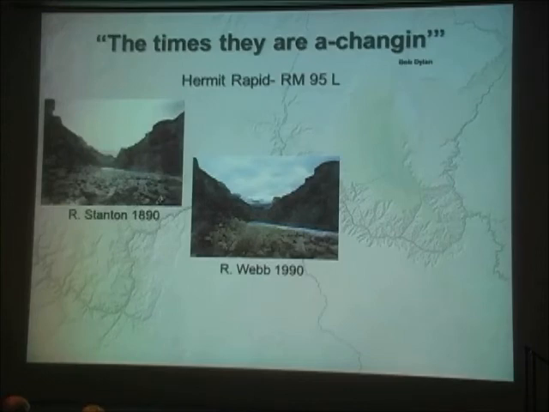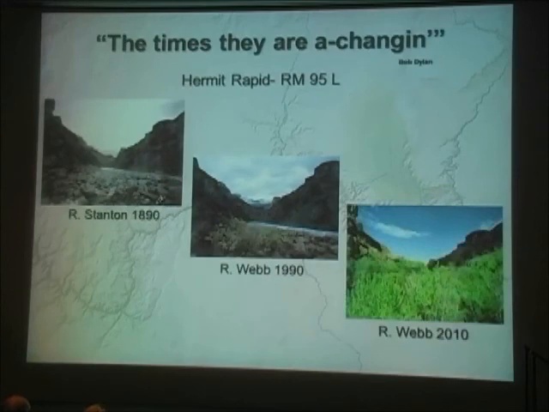Now, going to 2010, Bob Webb revisited and located these exact photo points, and has a whole series of repeat photos from the Stanton photos. And you can see in 2010 that there is significantly more vegetation. And this site is pretty typical of a lot of sites along the river.